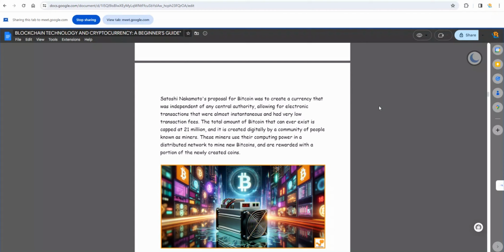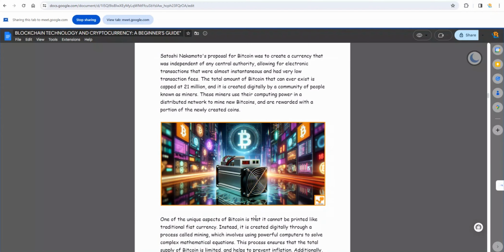And it is created digitally by a community of people known as miners. We are going to look at what mining is and how miners generate money, but we already mentioned something little about it. But for now, don't tire yourself so much about this. So these miners use their computing power. Their machines are called the S9, the S19, the S21 Antminers. They look like this machine that you can see on my screen. They use them in a distributed network to mine new Bitcoins and are rewarded with a portion of newly created Bitcoins. But we are going to discuss that in depth when we start looking at what cryptocurrency mining is.